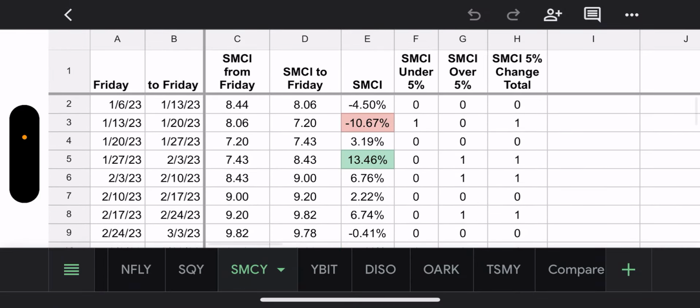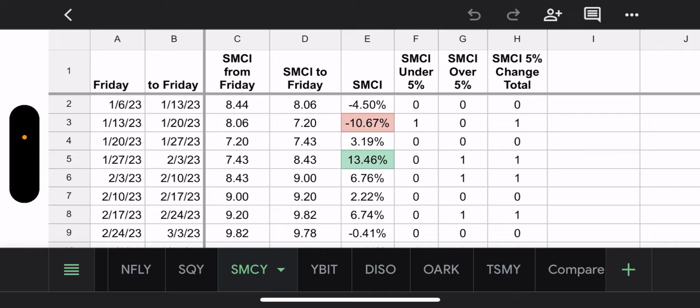So who I have up first is SMCY. This is a YieldMax fund that trades SMCY. So what we're going to do is we're going to look at the tabs for each first, and I highlighted any changes that are greater than 10%, upwards or lower than 10%. So the 10% lower is in pink, and then the 10% greater is in green.